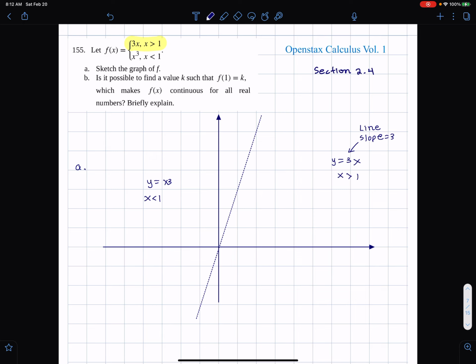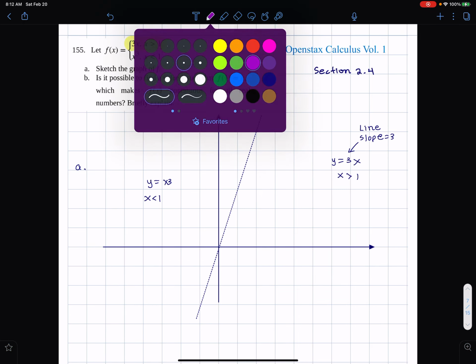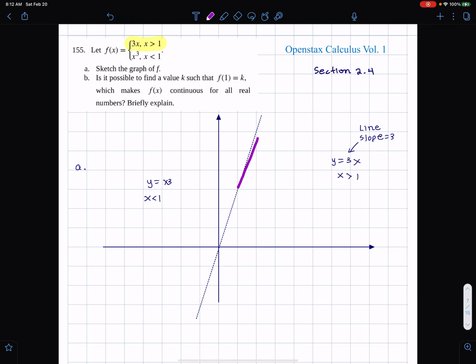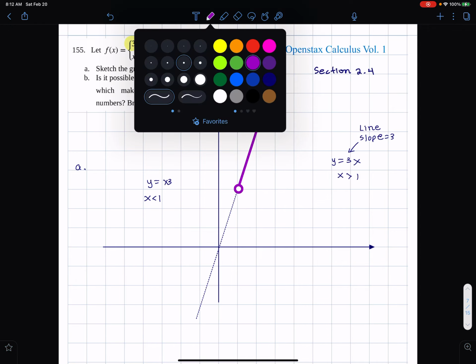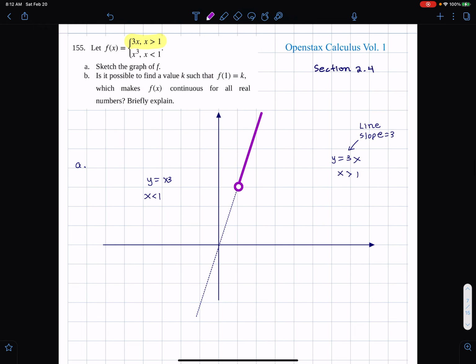So what I'm going to do is then come back and color over starting when x equals 1. And I'm going to put a circle there. So that's starting at 1. I'll even put the point, which is (1, 3). And so the other part I don't want. Actually, I'm going to go back and erase that other part. So that's what I have there.